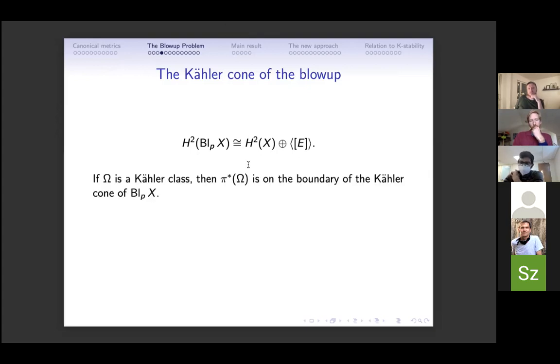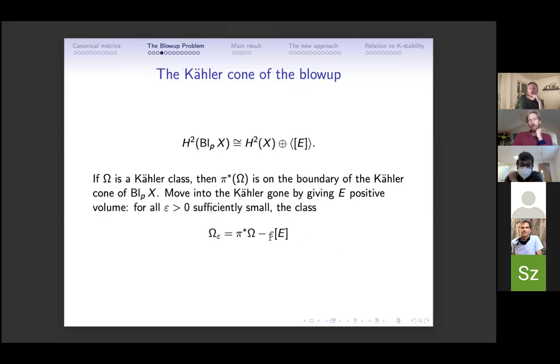And if omega is a Kähler class on X, then the pullback to the blowup is going to be on the boundary of the Kähler cone of the blowup. Every subvariety will have non-negative volume, but the exceptional divisor will have zero volume for this class. So in order to get a Kähler class in the interior of the Kähler cone, you need to give this exceptional divisor a bit of positive volume. You can do that by subtracting a small multiple of the Poincaré dual to the exceptional divisor. So these classes, omega_epsilon, on the blowup will be Kähler for all positive epsilon sufficiently small. And it's in those classes that we are going to be interested in constructing these extremal Kähler metrics. So that's a Kähler class on the blowup.